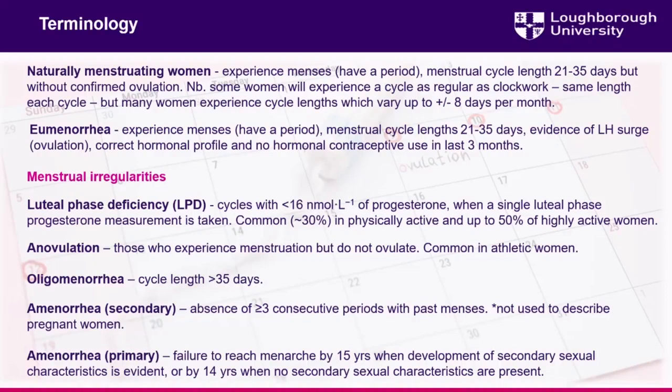Eumenorrhea is considered to be our gold standard, if you like, of what a woman could look like if they're in a perfect, healthy state. You'll see why I say that with iterations in a second. But these women, again, experience menses. They have a cycle length of 21 to 35 days. And this time we have evidence of a luteinizing hormone surge, which gives us a proxy of ovulation.